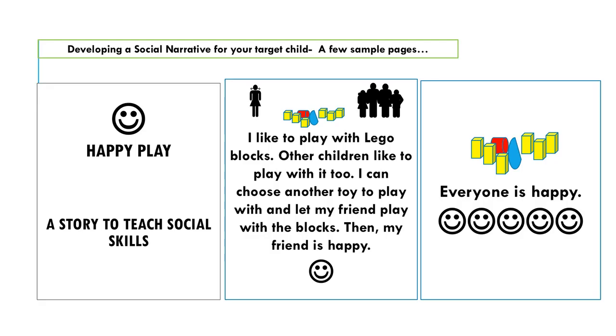Okay, this is a mini sample of pages from a social story, a social narrative type of thing, to teach social play. How do we get to happy play? I like to play with Lego. Other children also like to play with Lego. I have to find another toy. And I can be happy playing with cars. You can mention all that in another page.